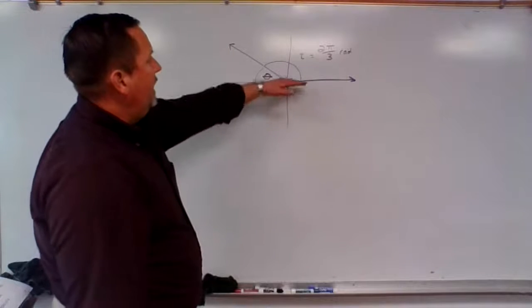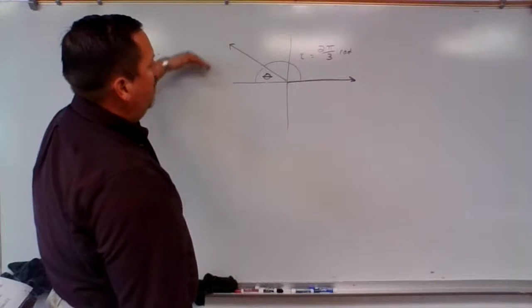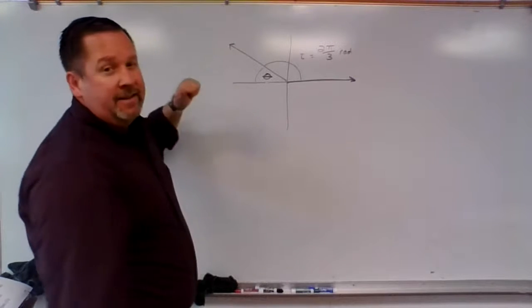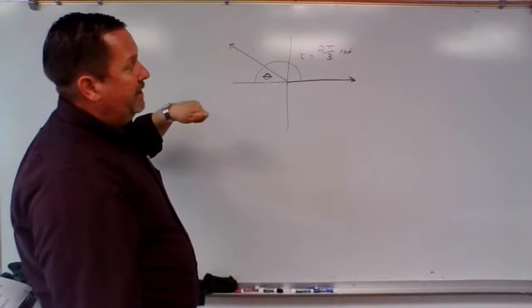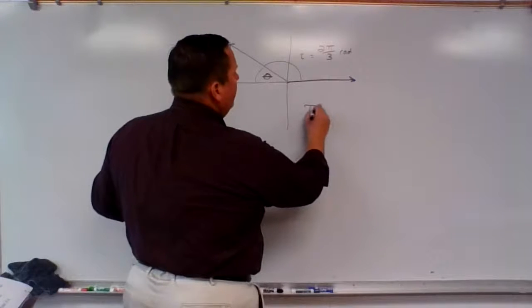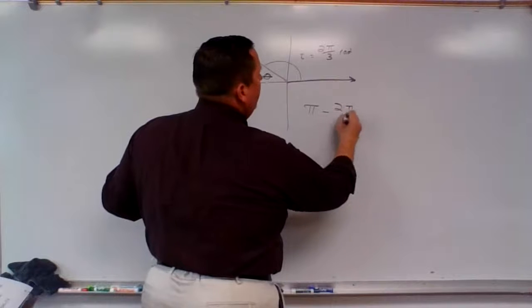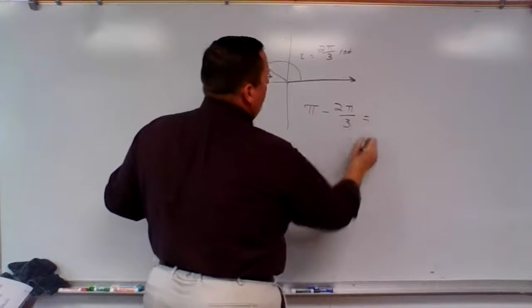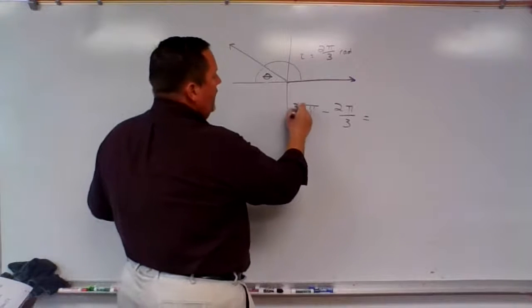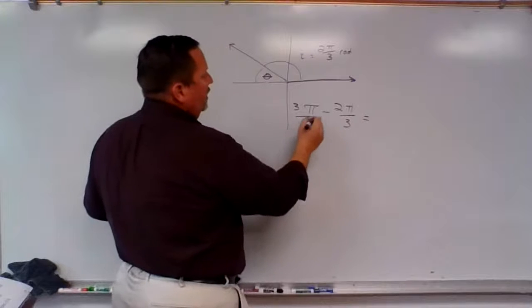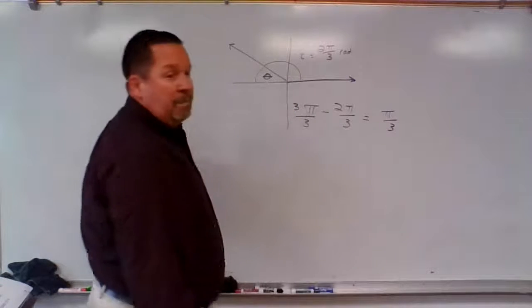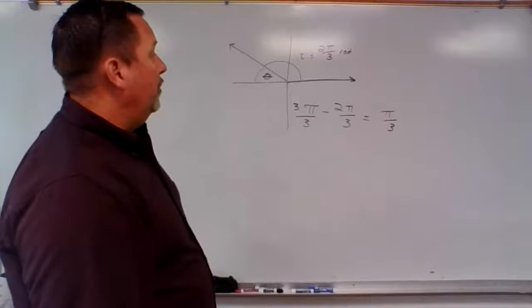And I find it by taking this angle here minus this angle. All right, this angle, it's 180 degrees. How many radians is that? Pi radians minus that angle. So I have pi minus 2 pi over 3. Let's find out what my reference angle is. I need a common denominator. I'm going to say this is 3 pi over 3 minus 2 pi over 3. Turns out my reference angle is pi over 3.